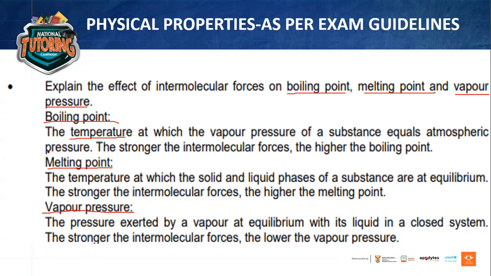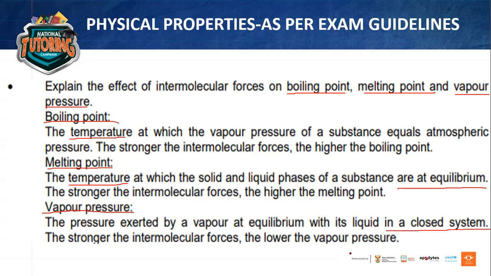Furthermore, to define the term melting point, we know that as well it will be the temperature at which the solid and liquid phases of a substance are at equilibrium. Right, you must be able to give that. And lastly, under physical properties, we must be able to define the term vapor pressure. And that is the pressure exerted by a vapor at equilibrium with its liquid in a closed system.